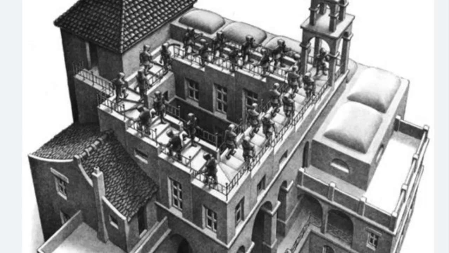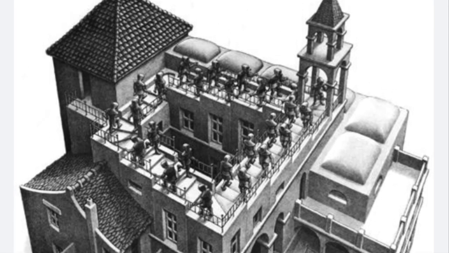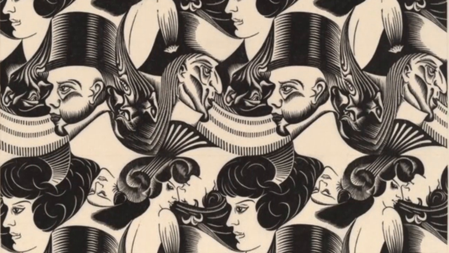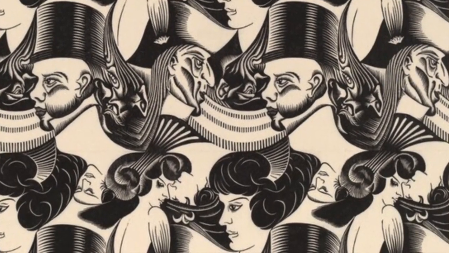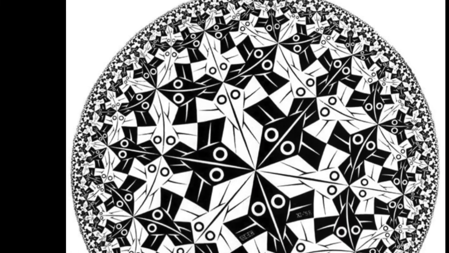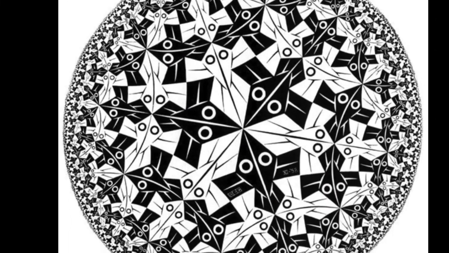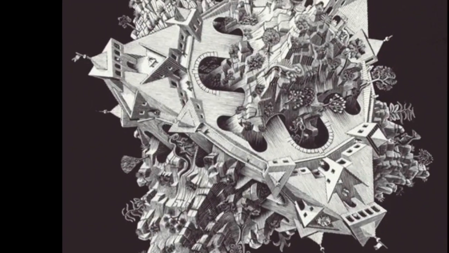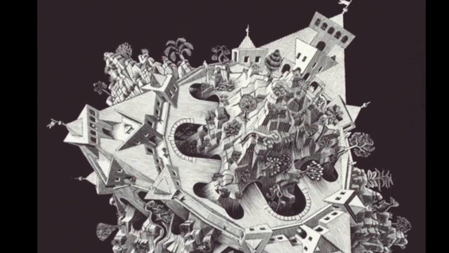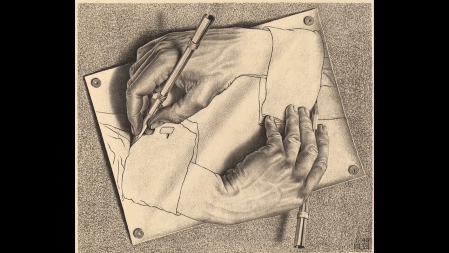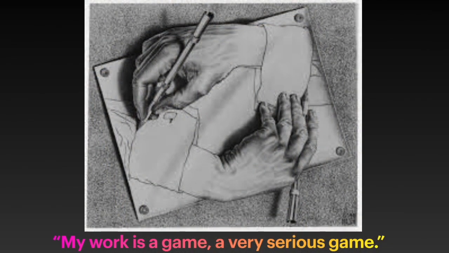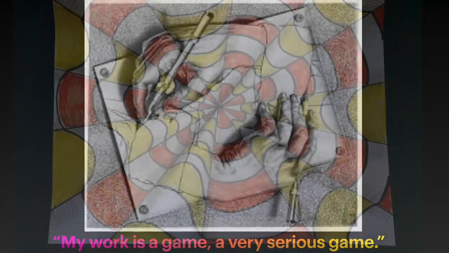Look at these stairways that forever go up. You could climb and never reach the top. Even though Escher didn't think he was good at math, his work was, in fact, very mathematical, and he ended up working with mathematicians who marveled at and even studied the precision of his creations. He drew this image of hands drawing hands. He said, "My work is a game, a very serious game."